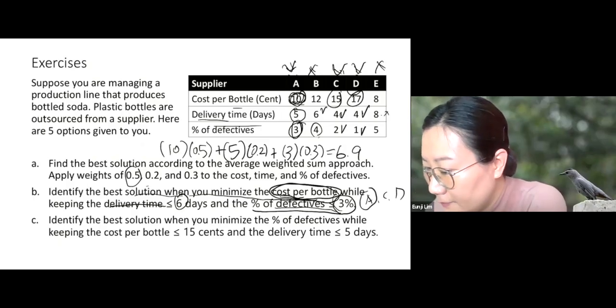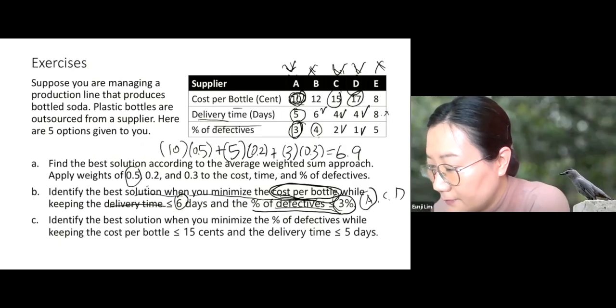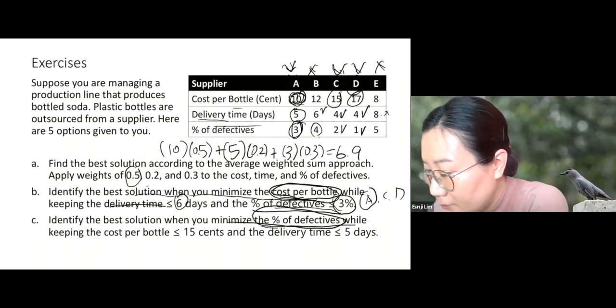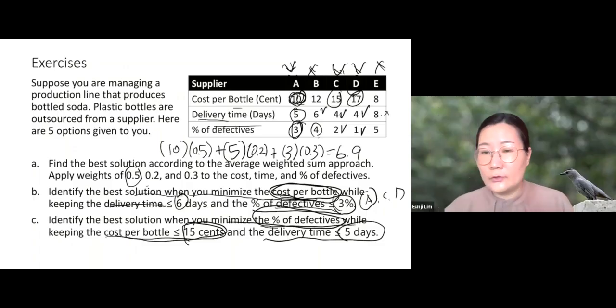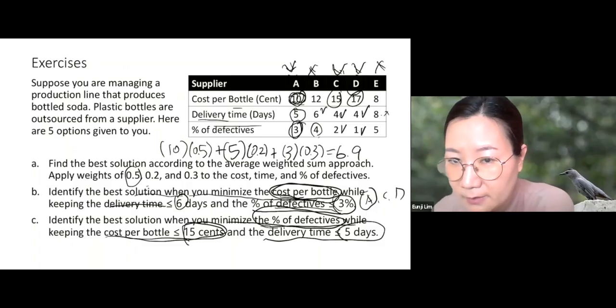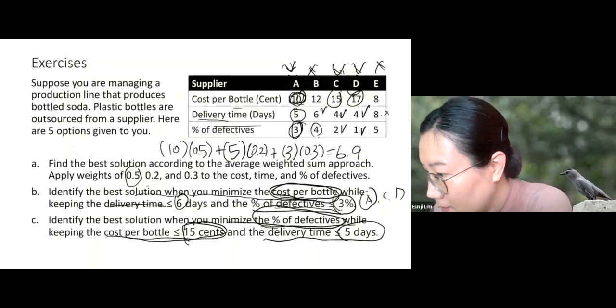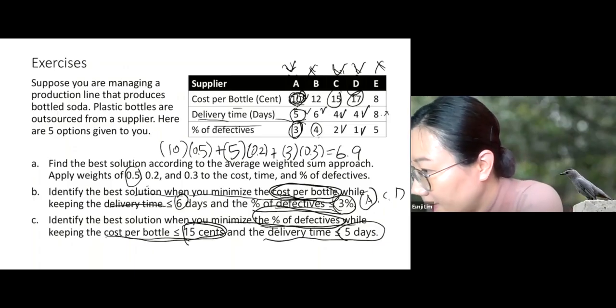Now let's go to part C, identify the best solution when you minimize the percentage of defectives. So the percentage of defectives is the most important factor. So for the rest, you have some target range. The cost per bottle is 15 cents or less. The delivery time is 5 days or less. So first of all, you select the qualified suppliers. Cost per bottle, is it less than 15 cents? Yes. Delivery time 5 or less? Yes. So A is qualified.